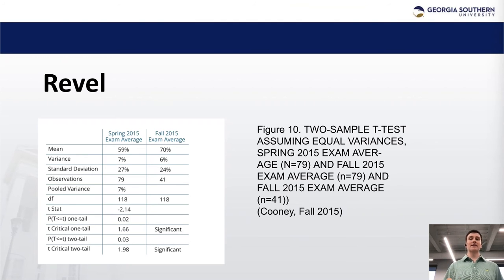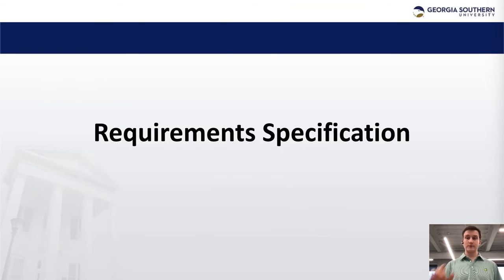And Figure 10 shows that the average exam grades for spring of 2015 and fall of 2015 in this study had a change. The results of the t-test show that in fall of 2015 there was a mean of 70% as compared to spring of 2015, which was a mean of 59%, using a sample size of 118. This indicates that there was a statistically significant difference between fall of 2015 and spring of 2015. That implies that there was an increase in student performance. They were able to improve their grade using Revel.